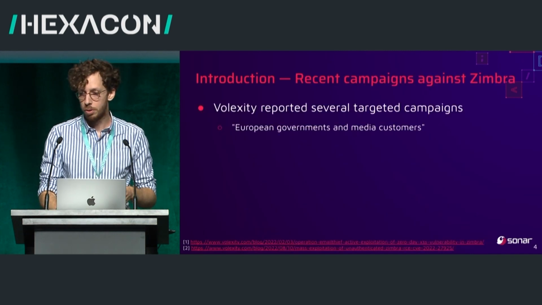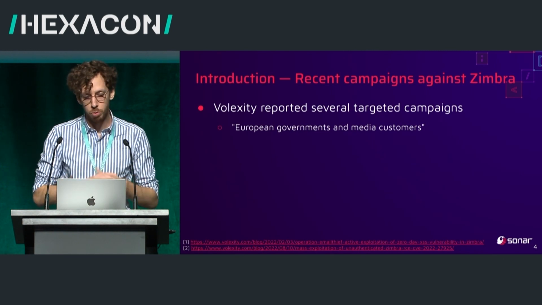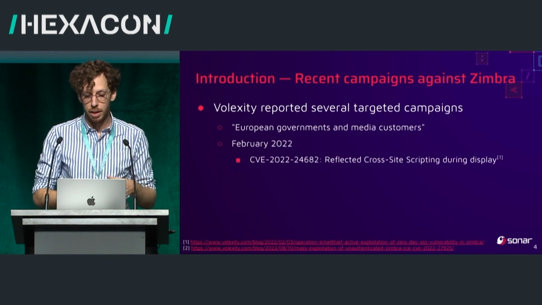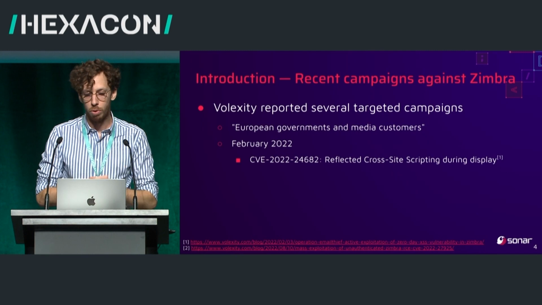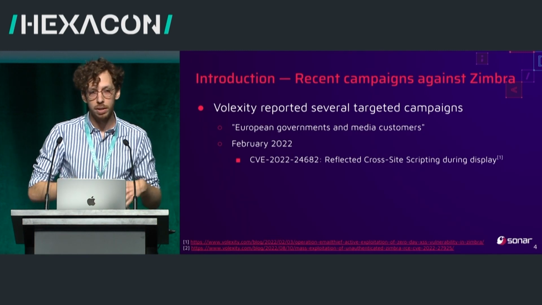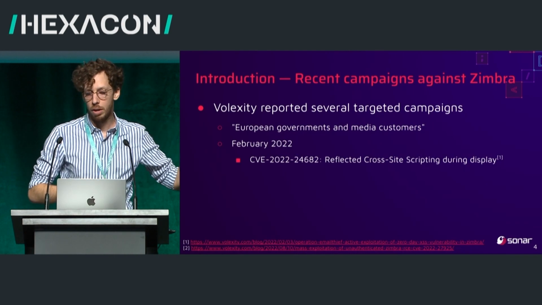There were a lot of recent campaigns in the wild against Zimbra instances. And most of the reports come from Volexity, which is a threat intel company, and they reported several targeted campaigns against Ukraine governments, media customers. Like in February, they tracked down some reflected cross-site scripting. So you would have to open a mail, click a link, and then somebody would start exfiltrating all your emails.